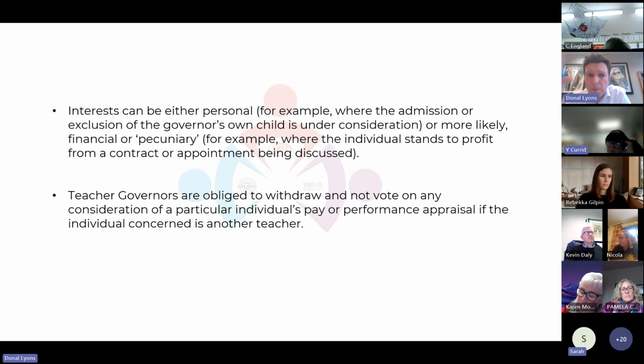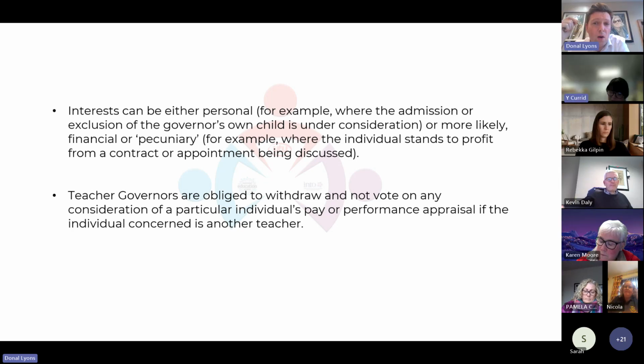So interests usually fall into the personal, and I kind of explained that. In a Board of Governors situation, for example, a personal conflict may be the admission or exclusion of a child. Your child is under consideration. But more often they tend to fall into pecuniary or financial conflicts of interest, where you stand to gain some money, or somebody very close to you, with whom you have a very tight relationship, stands to benefit from any action or anything you say there as well.